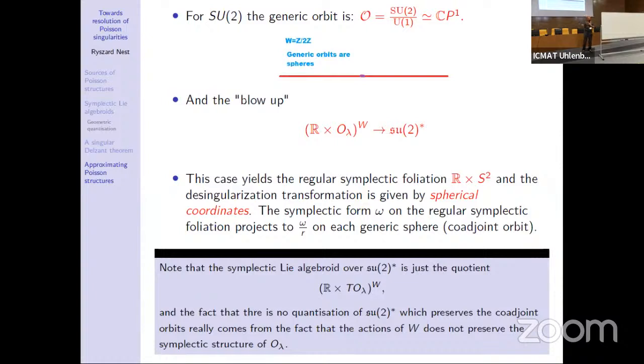Well, the nice example, the simplest example, and the one where you can just sit down and write things easiest without thinking, is SU2, right? It's a rank 1 group. So generic orbits are just spheres, CP1. We remember that these generic orbits are flag manifolds, the simplest flag manifold you can think of. This blow up here: R cross O lambda is really R3. So think differently. This is R3. And what we are doing is, away from zero, we have concentric spheres, and we are really blowing up the singularity at zero.